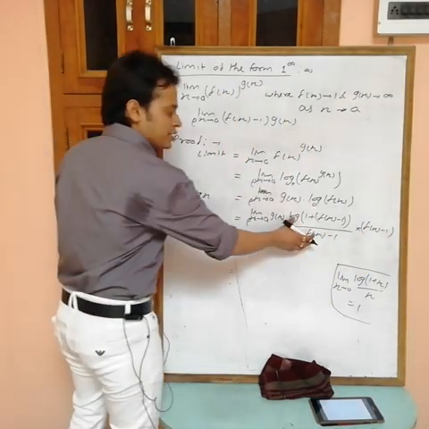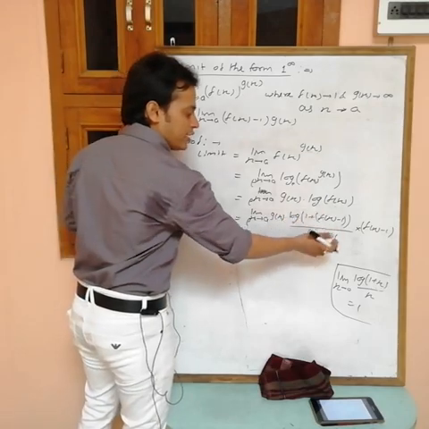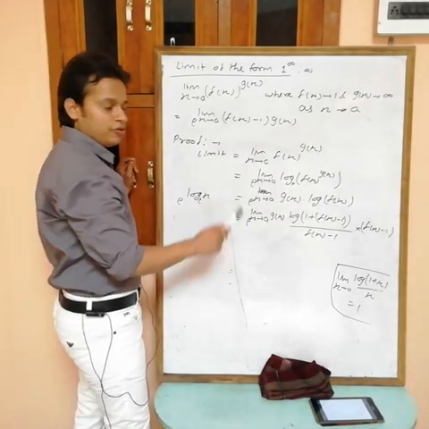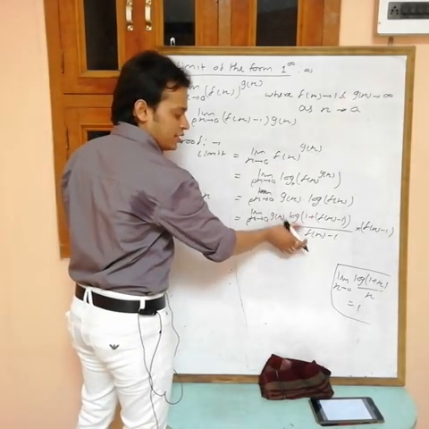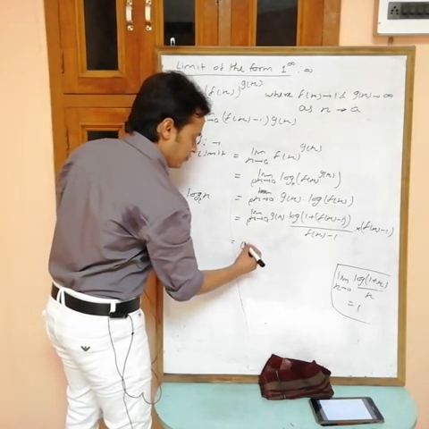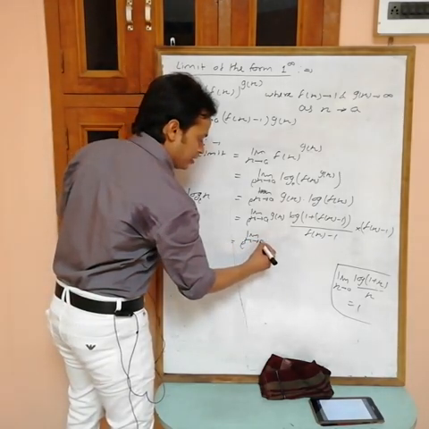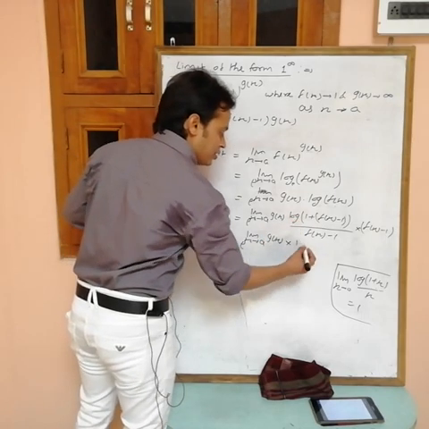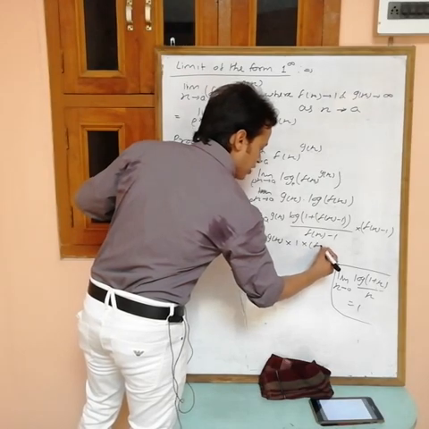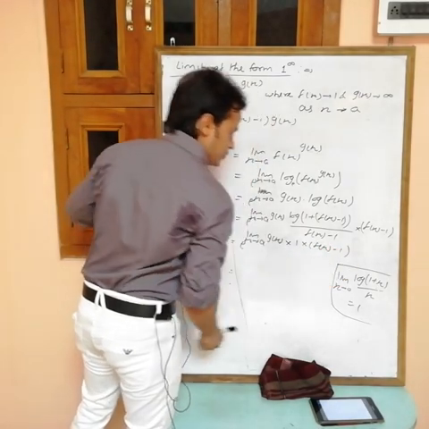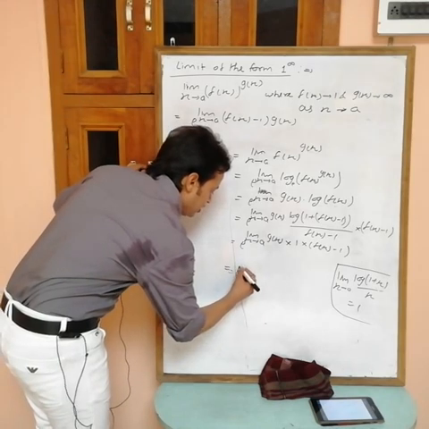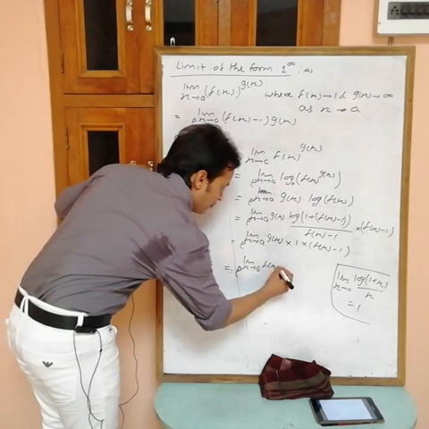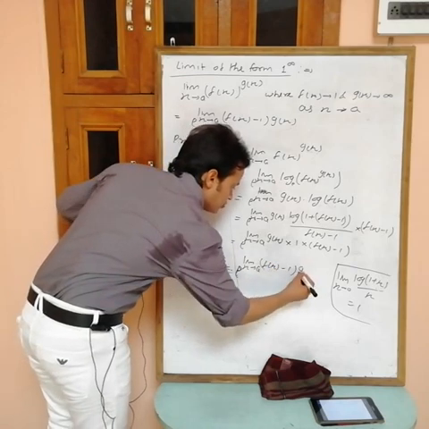Now this is the standard limit, log (1 plus x) by x, where x is tending to 0 when we put in the limit, and the value of this standard limit is 1. So what are we getting? We are getting e power limit x tending to a of g(x), the value of this limit is 1, and the remaining is f(x) minus 1. So finally we are getting e power limit x tending to a of (f(x) minus 1) into g(x).